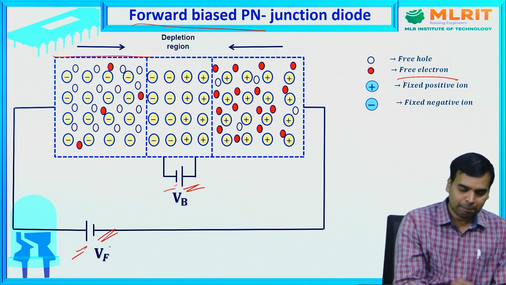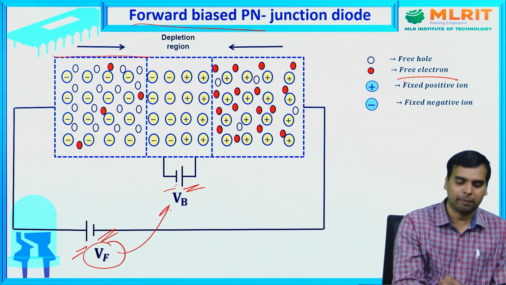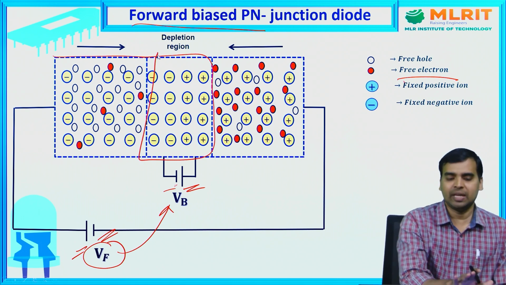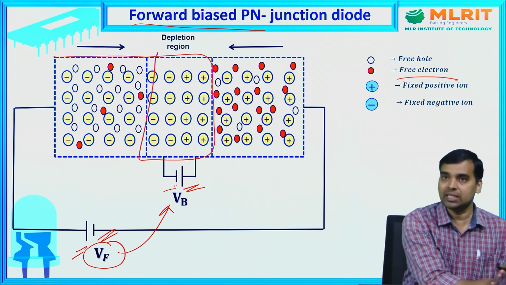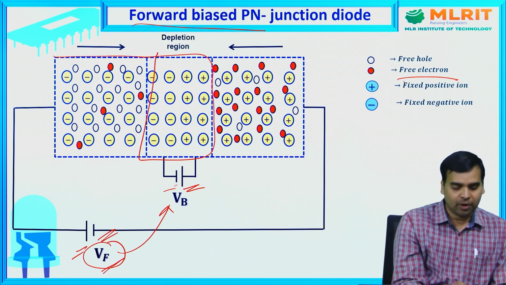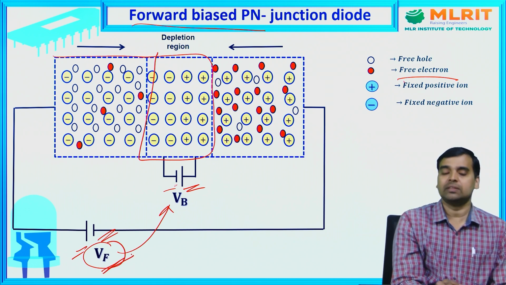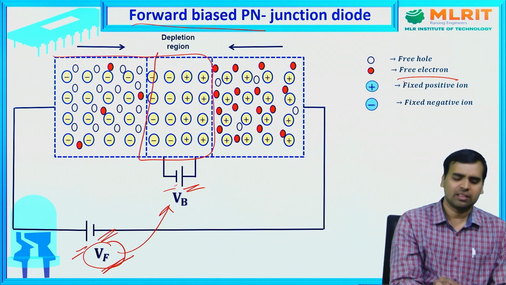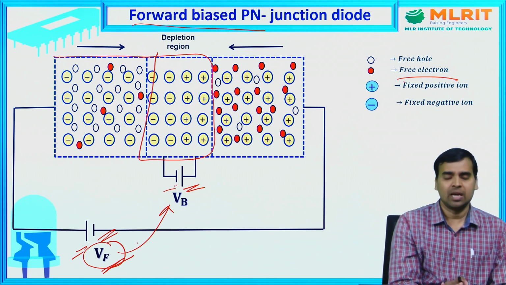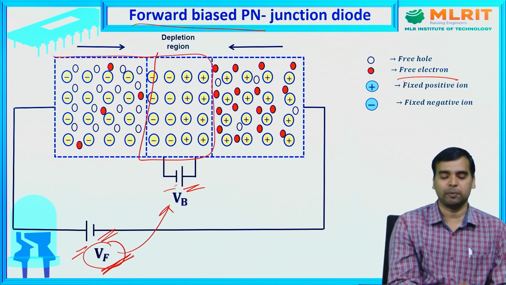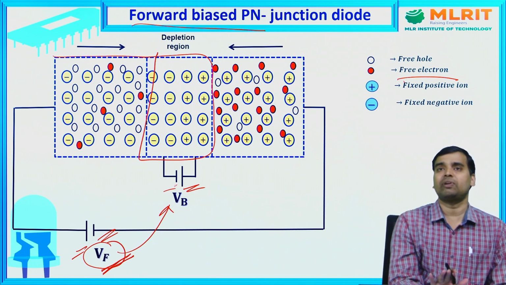So if the applied forward voltage is equal to the barrier potential, then the net potential at the junction becomes zero. If there is no barrier potential, then charge carriers start to flow easily. That's why if the applied forward voltage is equal to the barrier potential, then there exists large current flow across the p-n junction diode. That barrier potential is very small, so if the applied forward voltage is more than the barrier potential, there exists large current flow across the p-n junction.